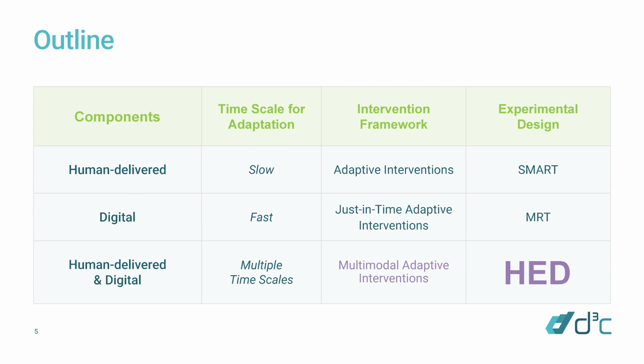Now, what do we know about digital components? Digital components can be adapted on a much faster time scale, every few days, hours, minutes, seconds. Now, if you want to develop an intervention in which digital components are adapted on a fast time scale, typically it means that you want to develop what we call a just-in-time adaptive intervention, or a JITAI.